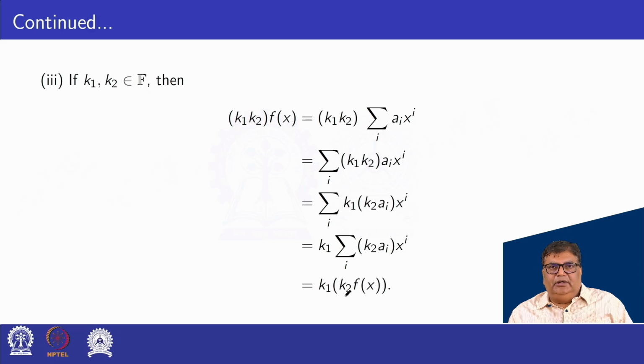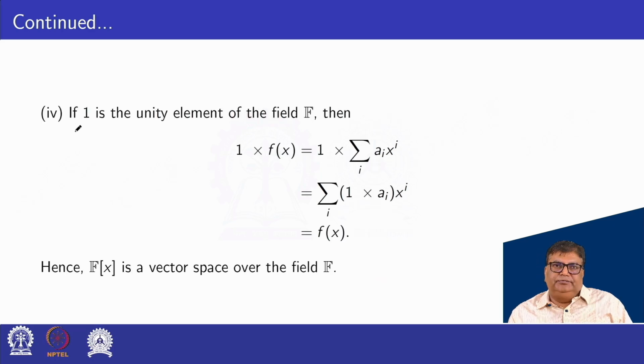That is K1 into K2 fx, K2 a_i as scalar. So K1 K2 fx is equal to K1 K2 fx. Fourth property of external composition.